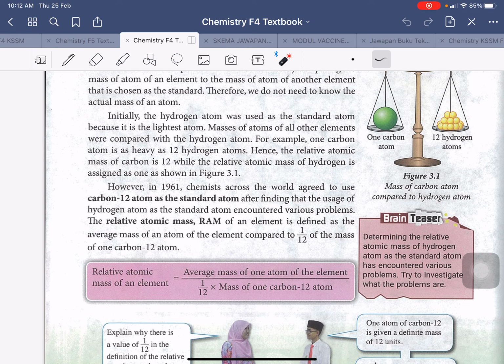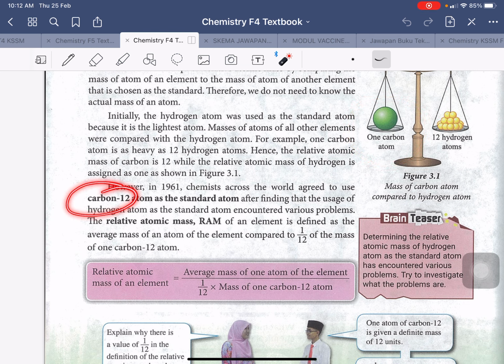So begitulah cara chemist membandingkan jisim, mass. Because too small. So we need to have one standard. Kasih banding. However, in 1961, chemists across the world, seluruh dunia, diorang agree to use carbon 12 as the standard. Okay? Mula-mula kita tidak pakai kit. Last diorang pakai si kit sudah untuk standard lah banding dengan student-student yang lain. So kita guna carbon 12.